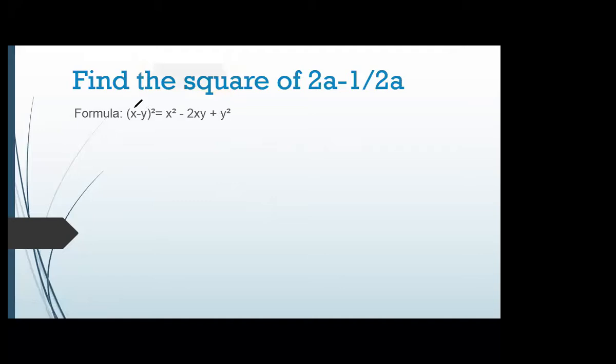Now students, the next question: (2a minus 1 over 2a). Which formula is going to be applied? Yes, obviously the second one. Now let's compare the question with our given formula. In step 1, we have just put the formula. Here x is equal to 2a and y is equal to 1 over 2a. Is it clear? Now let's come to the solution.